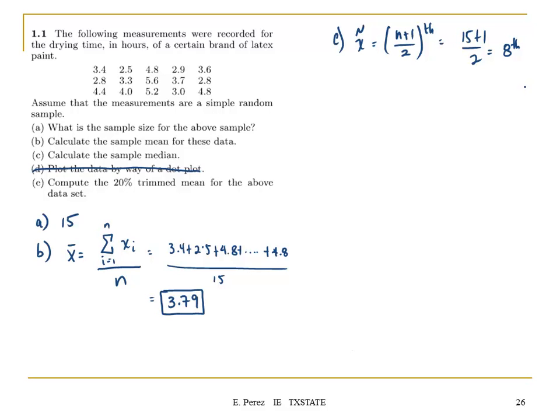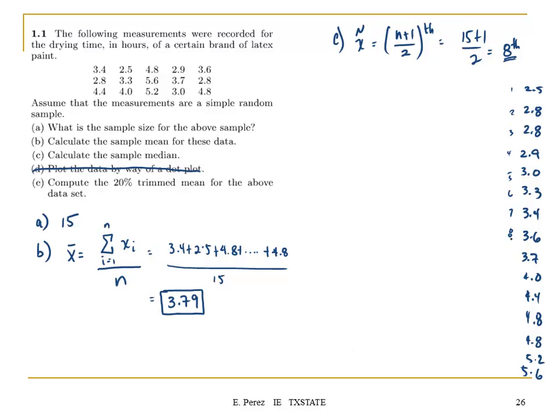So in this case, we have 2.8, 2.9, 3.0, 3.3, 3.4, 3.6, 3.7, 4.0, 4.4, 4.8, 4.8 again, 5.2, and 5.6. So this is the list of numbers from the smallest to the largest one. And we are looking for the 8th position. So that will be 1, 2, 3, 4, 5, 6, 7, 8. That is 3.6. So in this case, the sample median is 3.6.